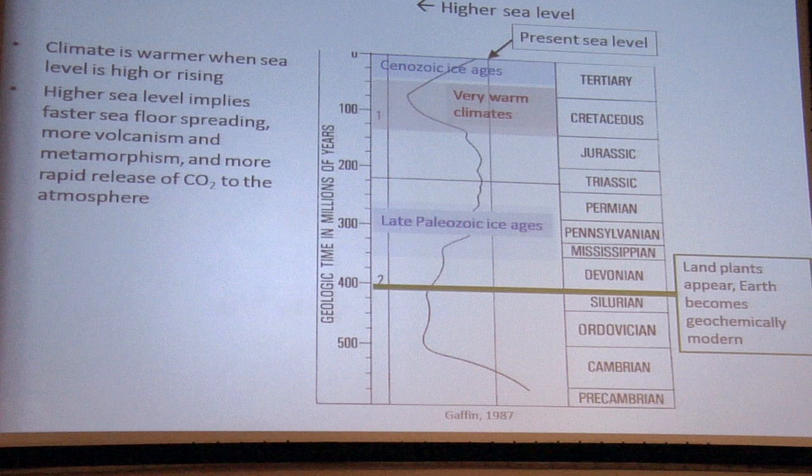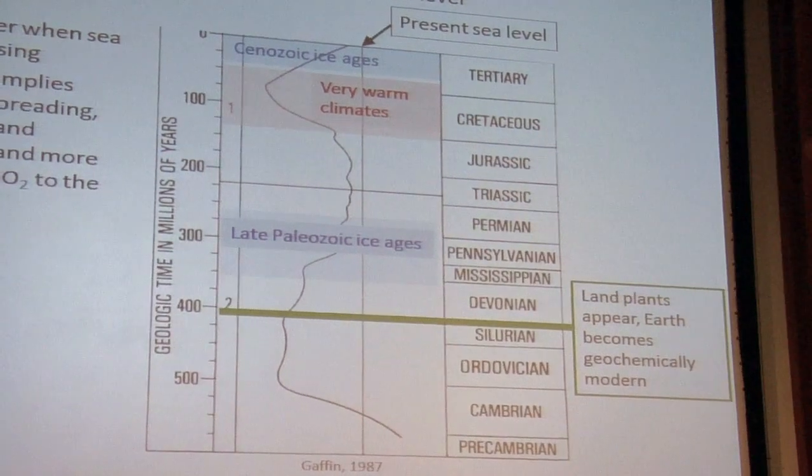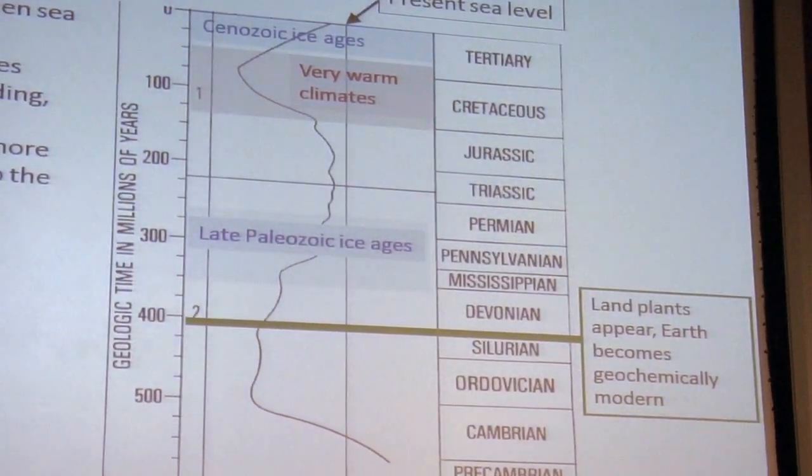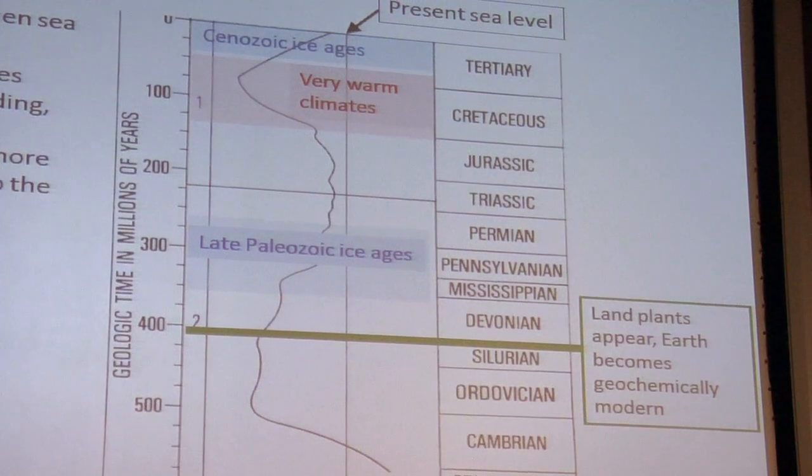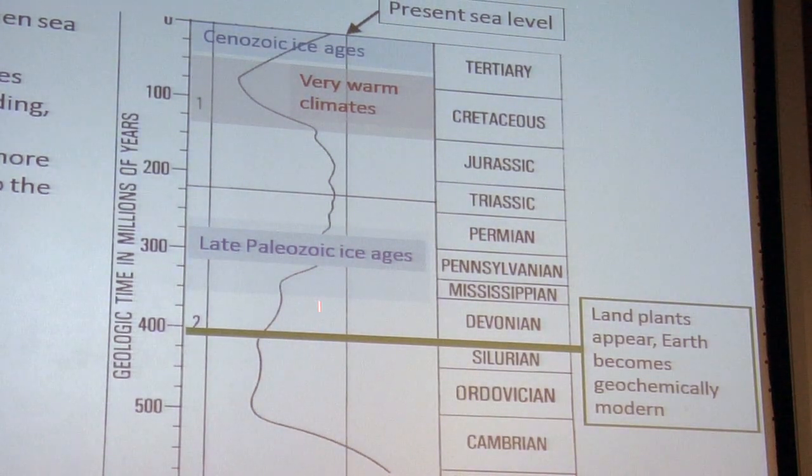This green line roughly marks the appearance of plants on the continents, which, as David said, changed the geochemistry and made the continents geochemically modern. And so I'm going to focus just on these last 400 million years.